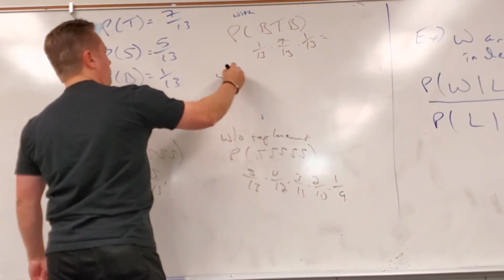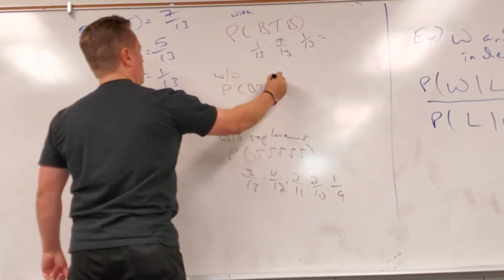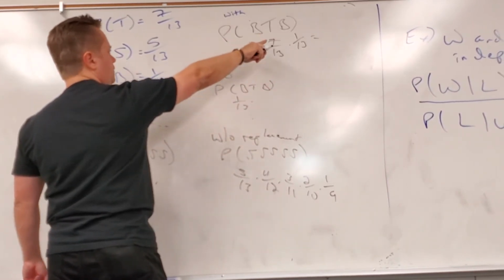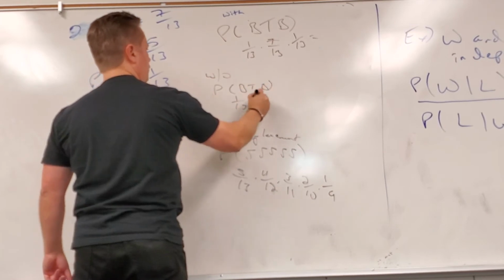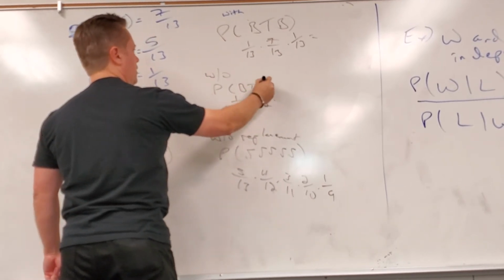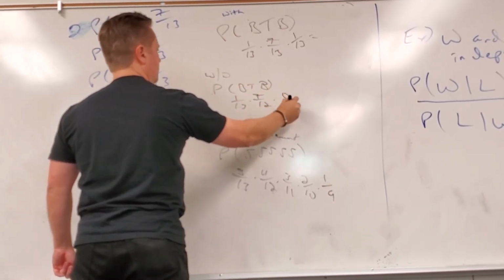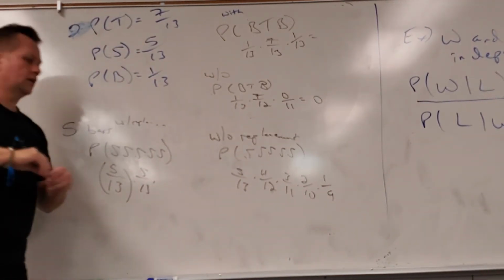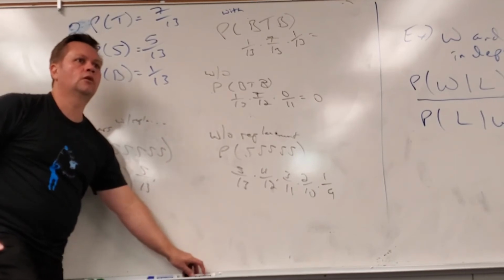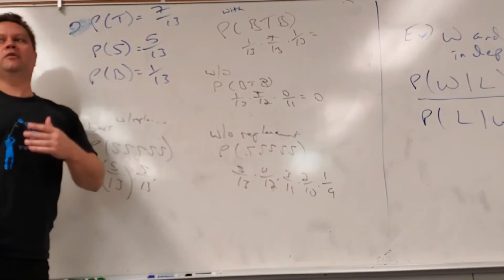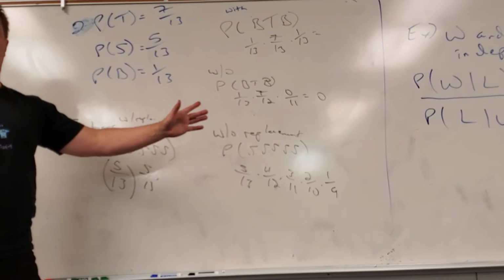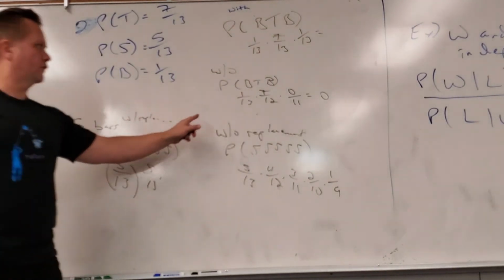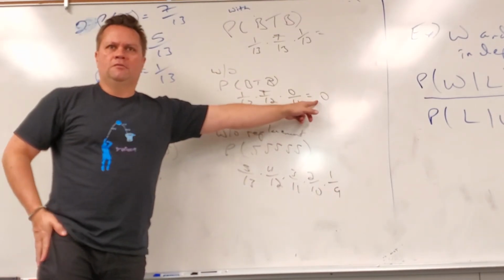If I do it without replacement, 1 out of 13 for that Butterfinger. What's the probability of the Twix now? 7 out of 12. And now what's the probability of that other Butterfinger? I mean, going ahead of time, you know that it's supposed to be 0 chance. How can you get 2 Butterfingers when there's 1 and you're not putting them back in? So sure enough, the math goes, you're right. It is 0.